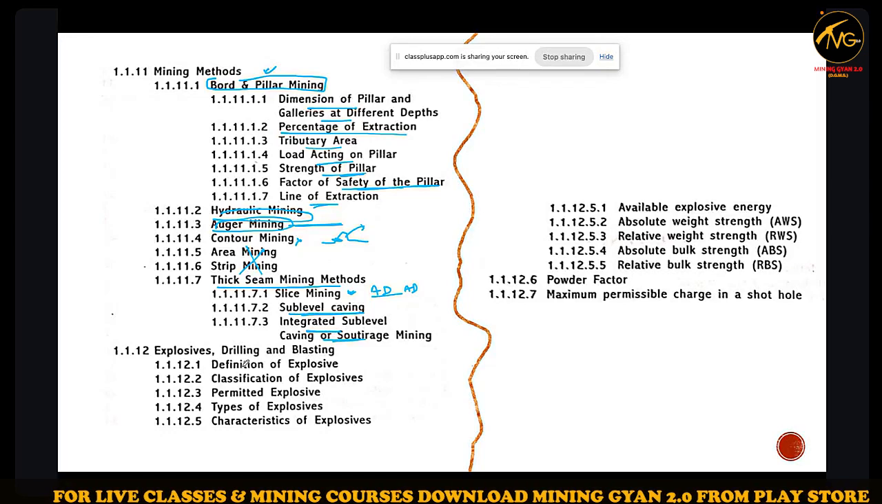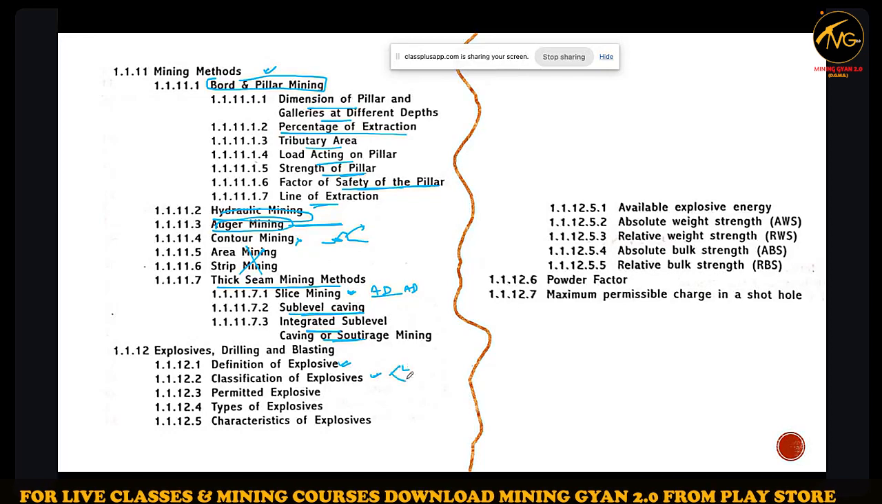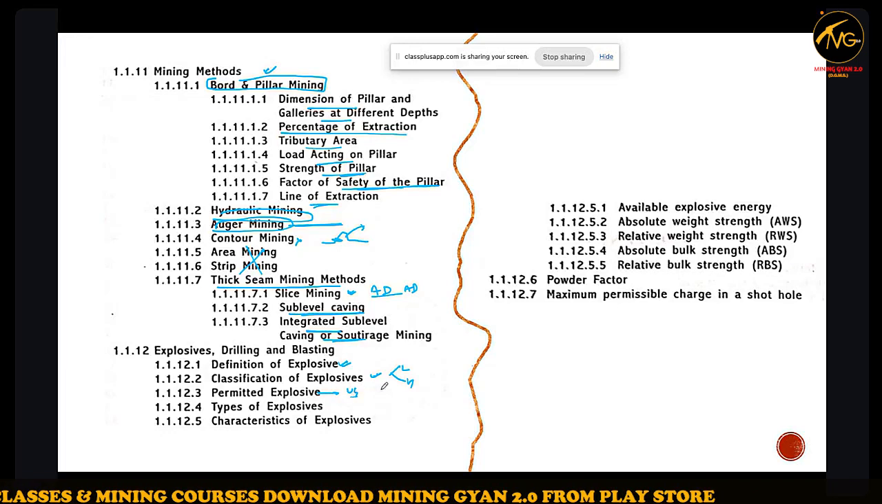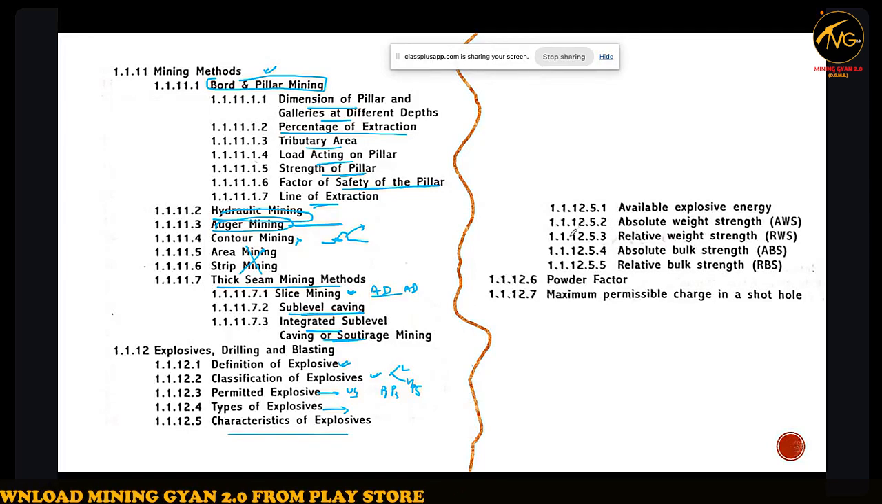Then we have discussed the explosive, definition of explosive, classification of explosive low and high, permitted explosive in use P1, P3, P5. Type of explosive, characteristic of explosive, available explosive energy we have discussed. AWS, RWS we have not seen. Relative bulk strength, power factor I told you it is important, maximum permissible charges in a hole we have discussed.